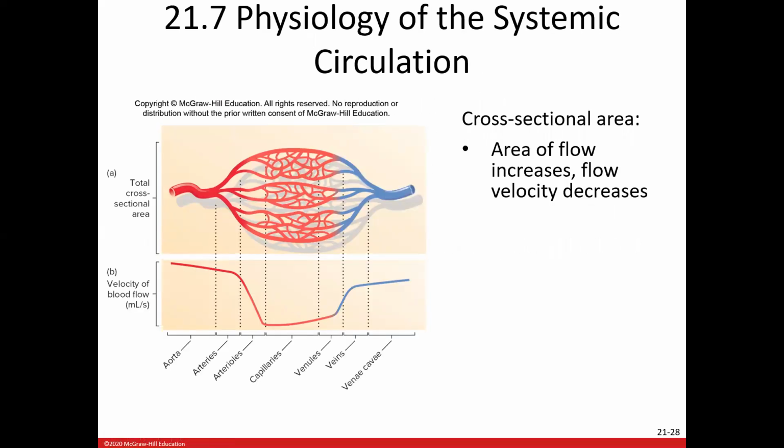Okay, so now we're going to talk more about the physiology with the systemic circulation. Again, this is circulation of the oxygenated blood to the tissues throughout the body, not the heart. We're bringing oxygenated blood from the heart to the tissues. Misspoke there for a second.